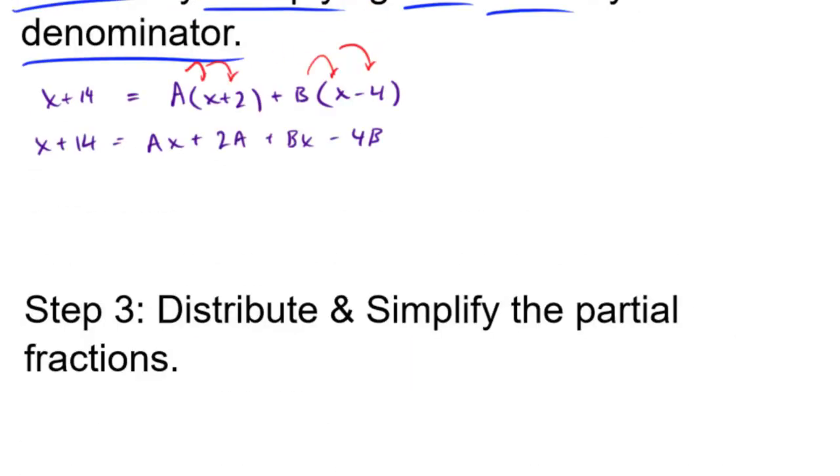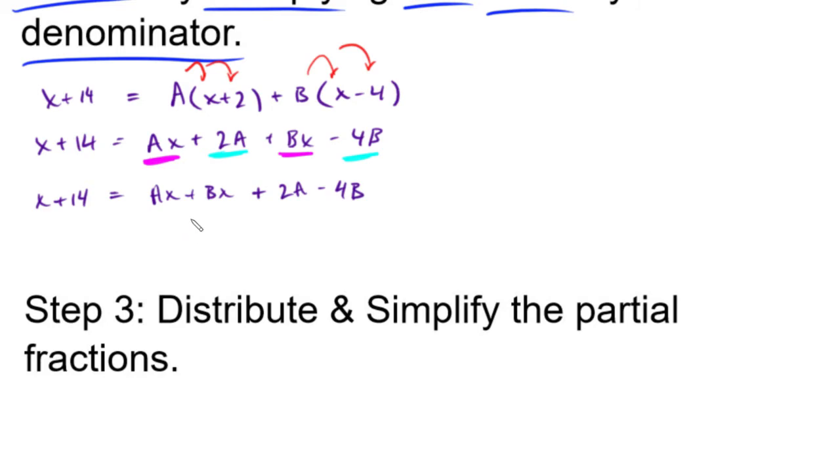If you look here, you've got an x here and an x here, but then you have a constant here and a constant here. Remember, a's and b's without x's are just numbers, they're constants. So we want to group these terms together. So we get x plus 14 is equal to ax plus bx plus 2a minus 4b.